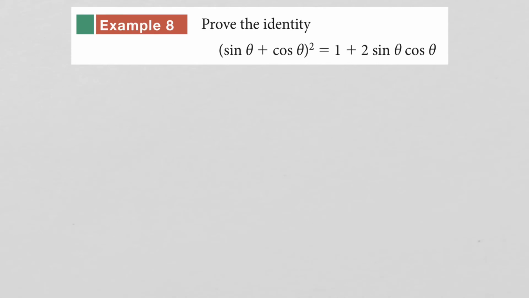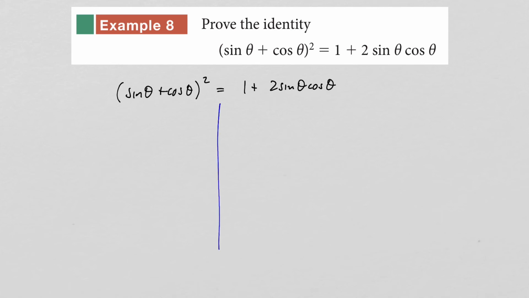In the next example, we would like to, once again, do a proof. We want to prove that sine of theta plus cosine of theta quantity squared is equal to 1 plus 2 times sine of theta times cosine of theta. And to do this, I'm going to draw a vertical line again. And I'm going to pick a side. I'm going to start on the left-hand side and show that it is equal to the right-hand side. And the reason I'm picking the left-hand side is because there's something for me to do here, right? So they're telling us to take sine theta plus cosine of theta and square it. So what does it mean to square something?